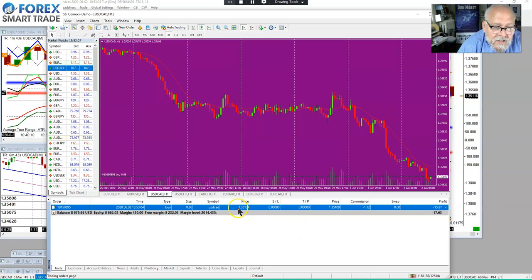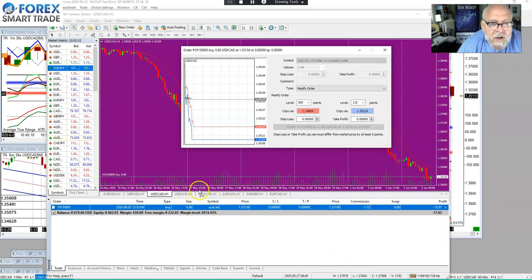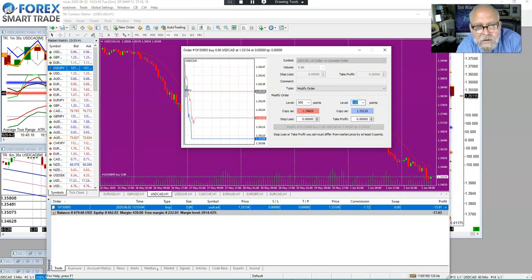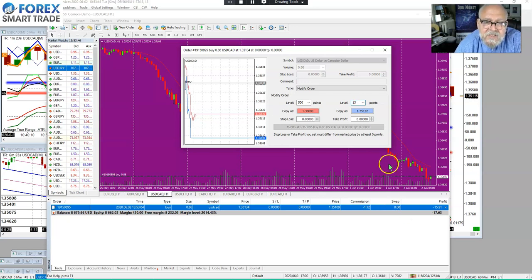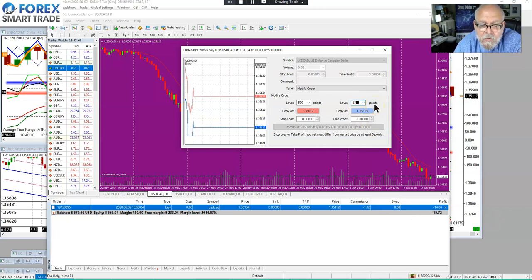So to do that, I right click anywhere along that line, go to modify or delete, and then it asks me what I want. So we had 27 pips, so I'm going to go for 13 pips. So 13 pips is going to equal 130 points. I just add an extra 0. I click the blue copy as, and right now I'm going to leave this in here at 500, but we're going to go take a look and see what the right number should be for the stop loss.